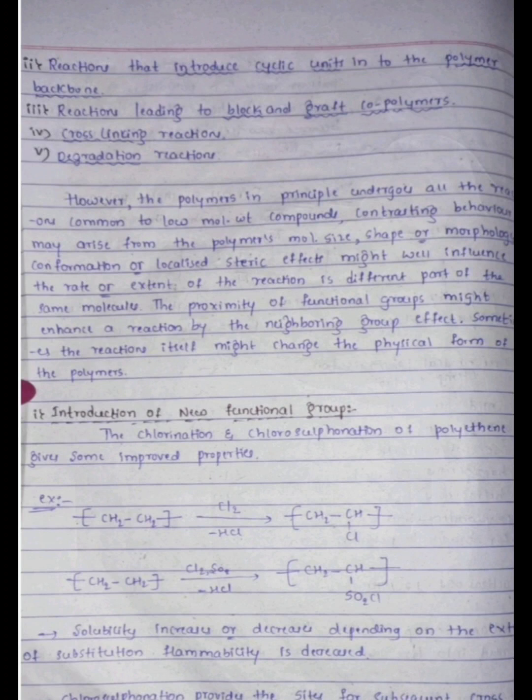Contrasting behavior may arise from the polymer's molecular size, shape, and morphology. Conformations and localized steric effects might well influence the rate or extent of reaction in different parts of the same molecule. The proximity of the functional group might enhance the reaction by the neighboring group effect. Sometimes the reaction itself might change the physical form of the polymer.